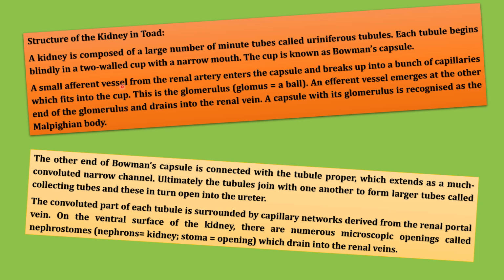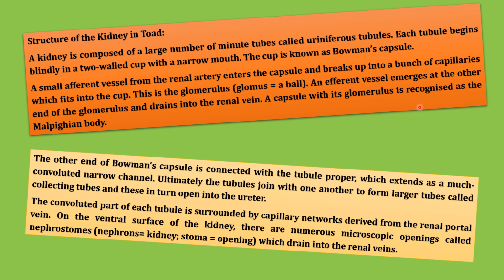A small afferent vessel from the renal artery enters the capsule and breaks up into a bunch of capillaries which fits into the cup. This is the glomerulus. Glomus means a ball. An efferent vessel emerges at the other end of the glomerulus and drains into the renal vein. A capsule with its glomerulus is recognized as the Malpighian body.